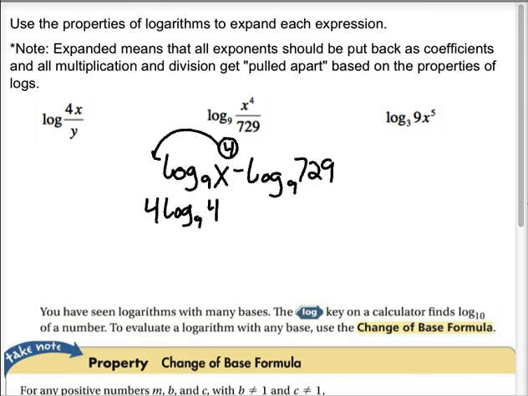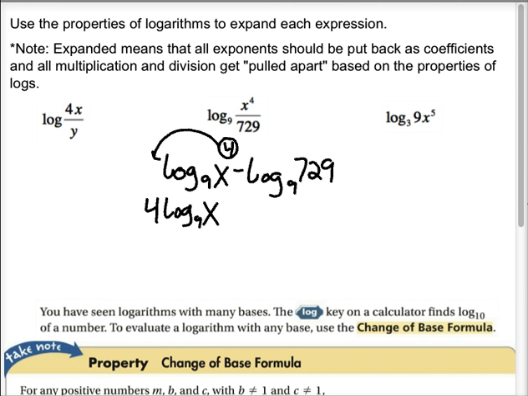Oh, not 4. That should be an x. I'm sorry. So when expanding, we're bringing the exponent out. When we're contracting, we put it up. All right, so that little note that I put there was meant to help you remember that.